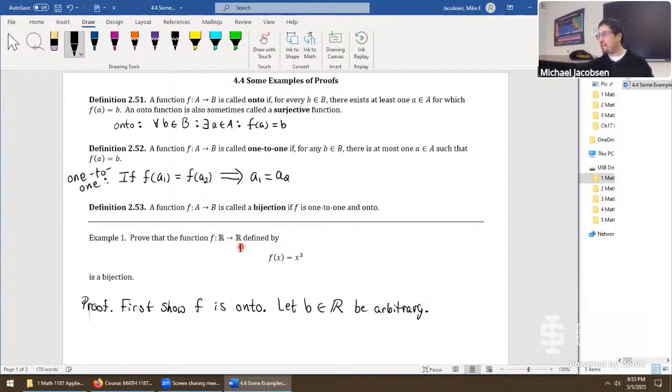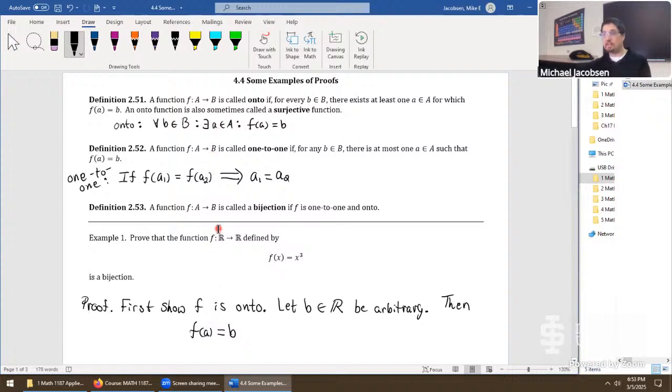Okay, so now that we have that, we have to find an A in the domain, R, such that F maps A to B. So let's put this all together. Write out, if B in R is arbitrary, then F of A equals B. Writing down this equation is our attempt to find that A.